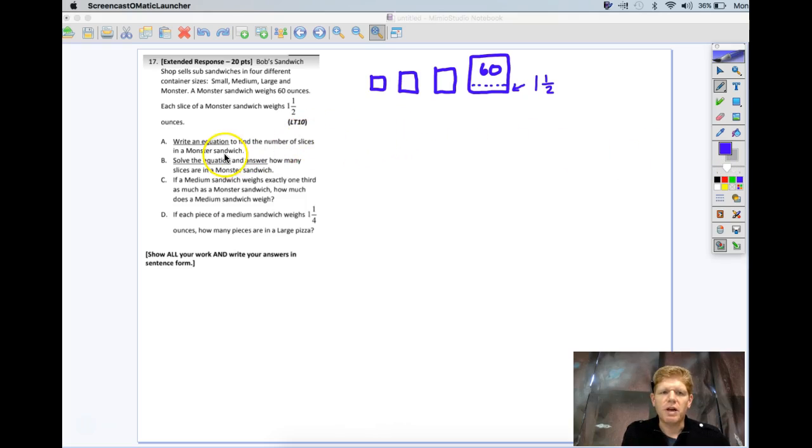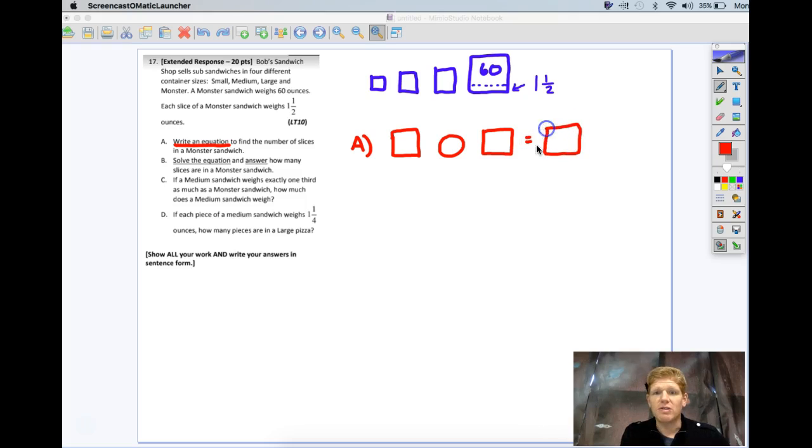These are our questions. Part A, write an equation. This is very important. I'm asking you to write an equation. Not give me an answer, not solve the problem, but write an equation. And remember, the equations fill this kind of a format. We use this little tool to understand exactly what our equations were going to look like. Remember that equations have to have an equal sign. They have to be equal to something. To find the number of slices in a monster sandwich.